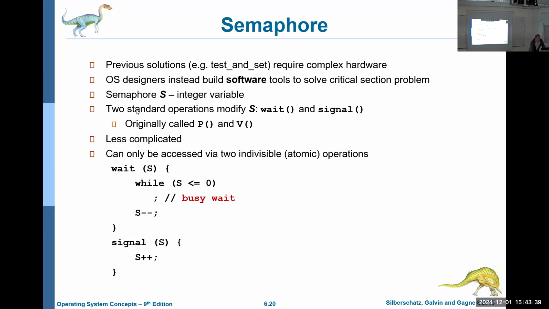So we have an idea in the operating system called a semaphore. The two standard operations modify S. S stands for semaphore. So the wait and the signal. It's originally called P and V because the guy who invented it, or wrote about it a lot, was Dutch. P is like test and V is like set in Dutch. P, I think, is for proberen in Dutch, I remember.